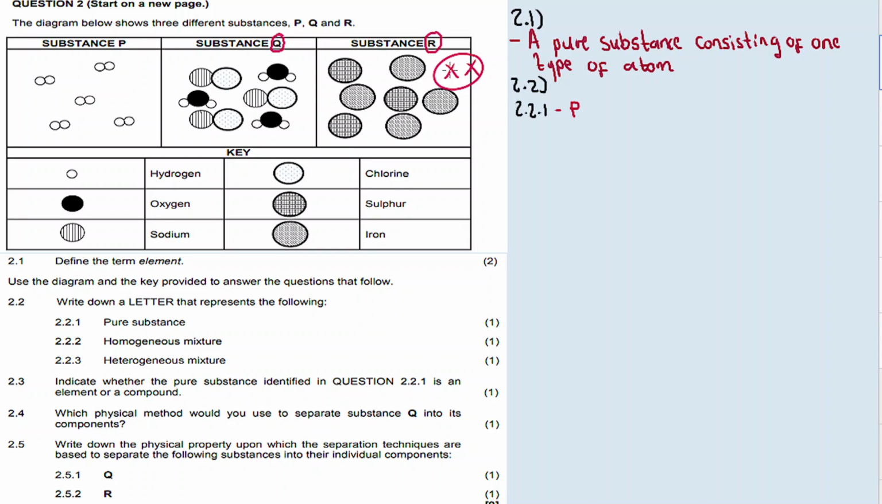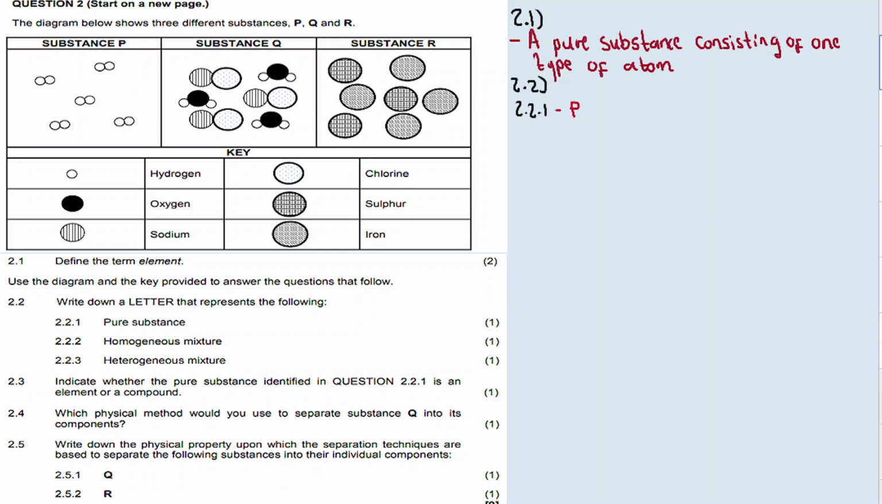The stamp doesn't bond with the beans. They just come together. Nothing happens between the two. They just mix up, right? Imagine substance R again as Smarties as well. Okay. Right, let's proceed.